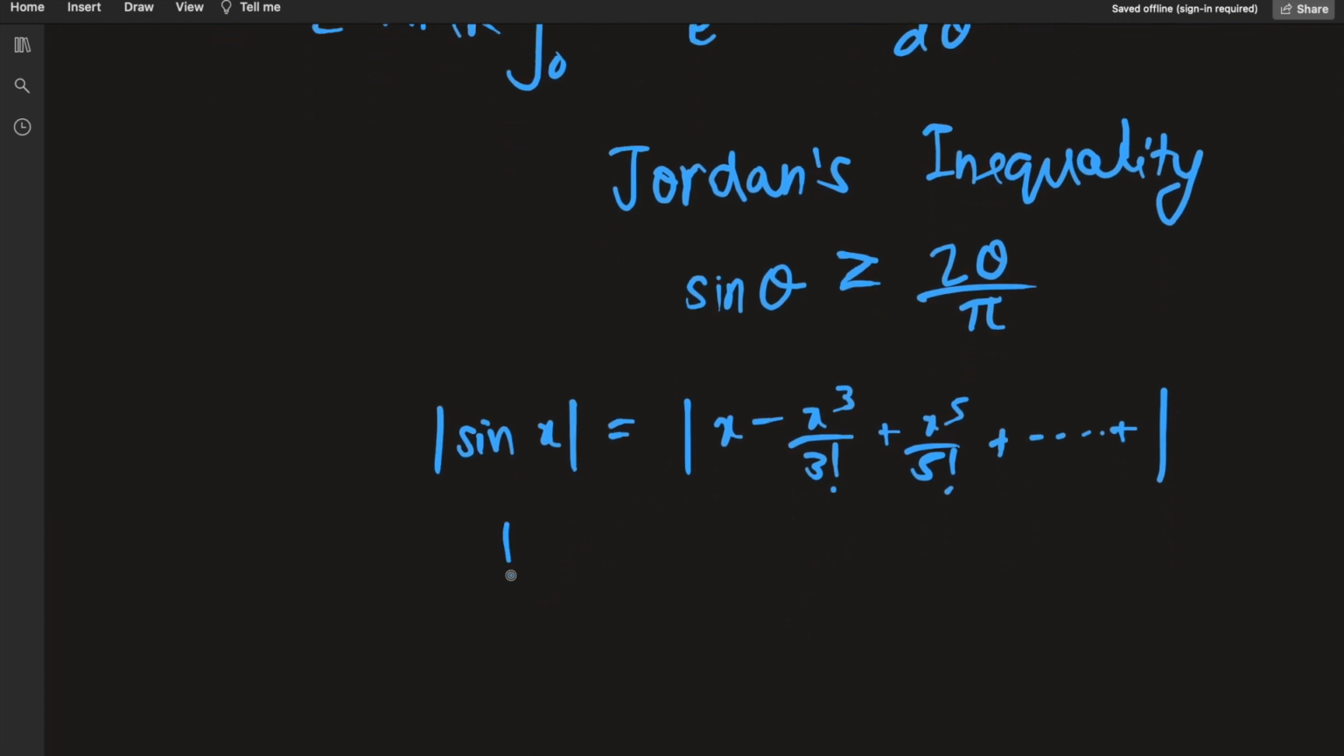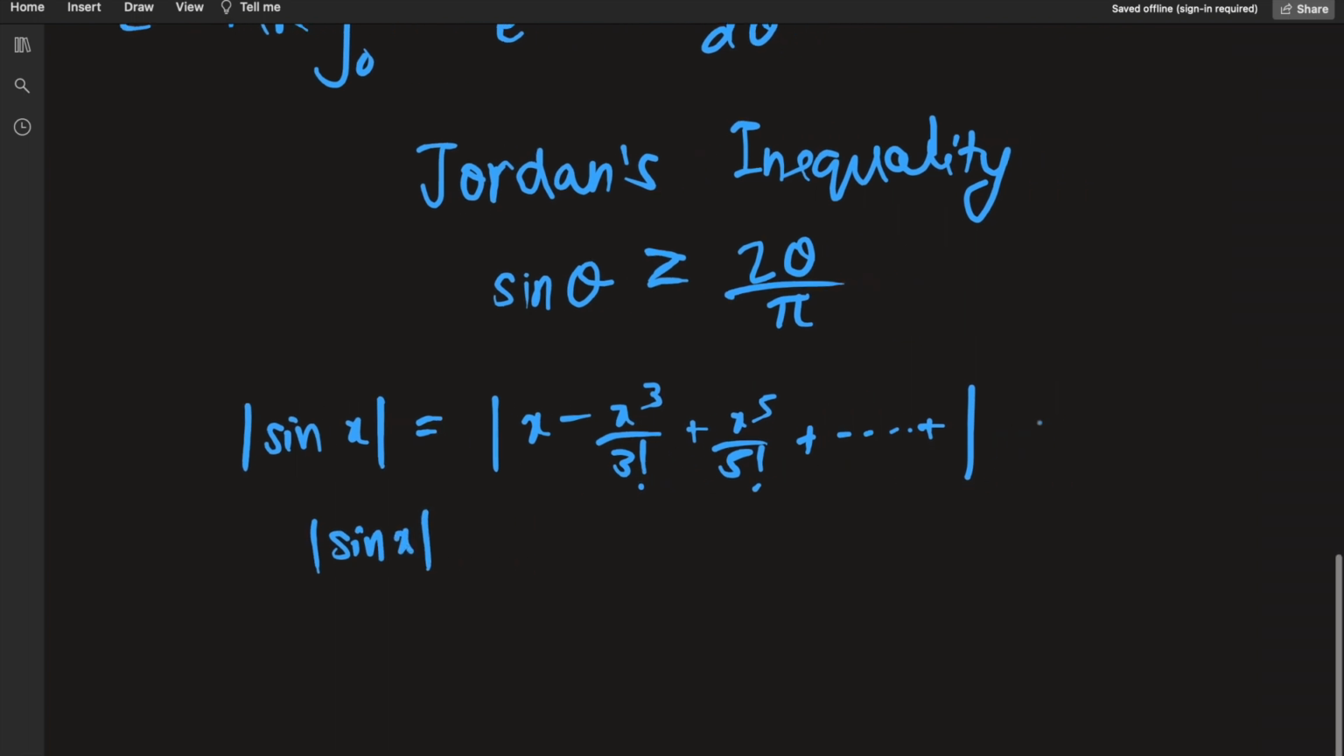Well, sine of x, which equals this series, is always going to be greater than or equal to the absolute value of x, because this series has these additional positive terms of x to the 5th, x to the 9th and stuff like that. That's why it's always going to be greater than a simple x. That's why we have this.